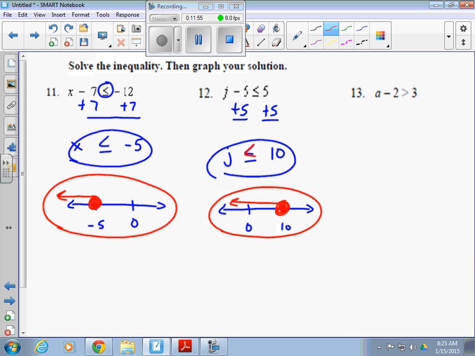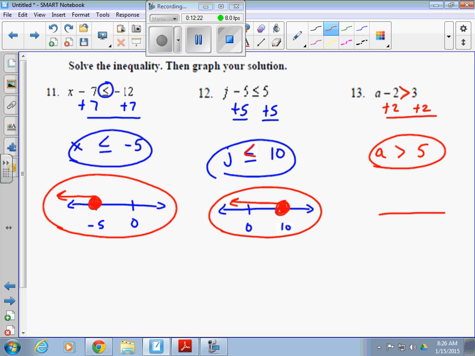A minus 2 is greater than 3. Undo minus 2 by adding 2 to both sides. So notice we're doing the same operations for 11, 12, and 13. It'll cancel it out on the left-hand side. 3 plus 2 is 5. All we did again was add 2 to both sides. We did not multiply or divide, and it was not by a negative number. So we're going to leave greater than as greater than. We do not reverse it. A is greater than 5.